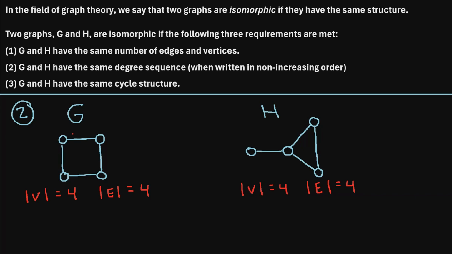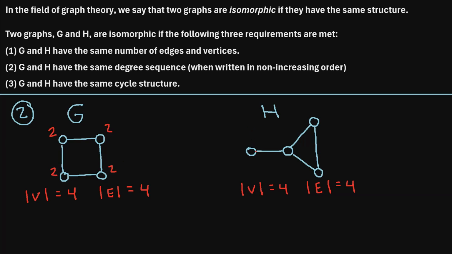So now we can move on to the second requirement, and let's check if they have the same degree sequence. So the degree of a vertex is just the number of edges that are attached to it. So for example, for this vertex right here in graph G, we can see it has 2 edges that are attached to it. So it has a degree of 2. So let's write that. We'll just write a 2 right here. And then the same thing with this vertex. It has 2 edges attached to it. So it has a degree of 2. And we'll find that for each of these vertices in graph G, they all have a degree of 2.